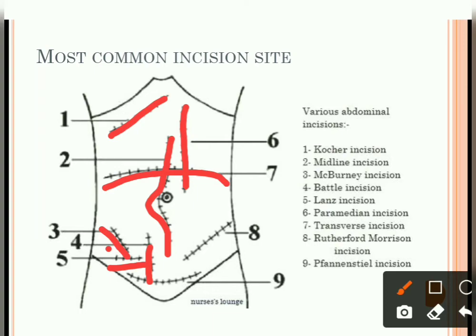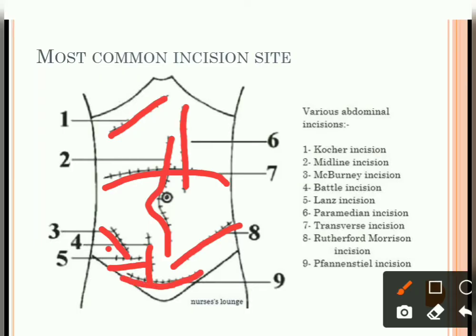Number 8 is your Rutherford-Morrison incision. Your Rutherford-Morrison incision is for access to your sigmoid colon and pelvis, particularly used if the midline is very scarred from your previous surgery.